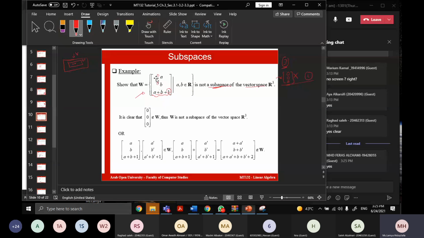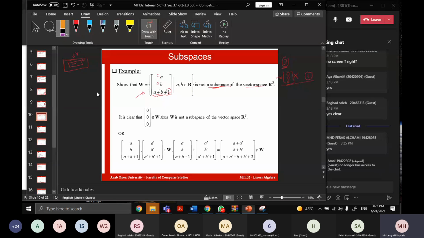Does this one look like this one? How should they look like? The first, the second, and this should be first plus second plus 1. Okay, this is the first, this is the second. It should be plus 1, not plus 2.